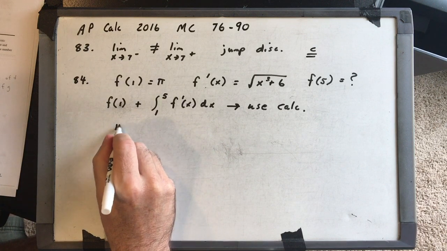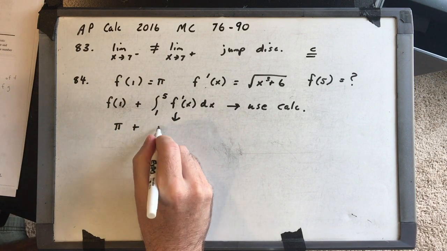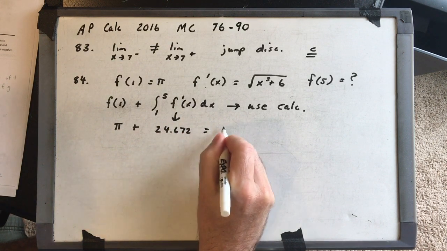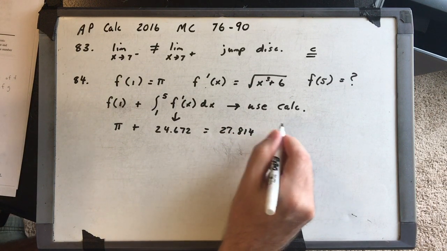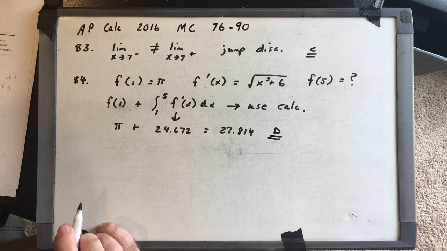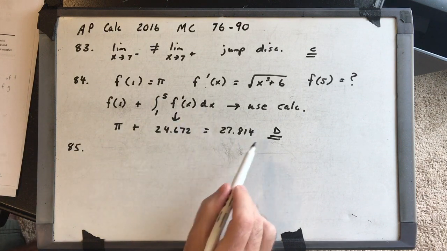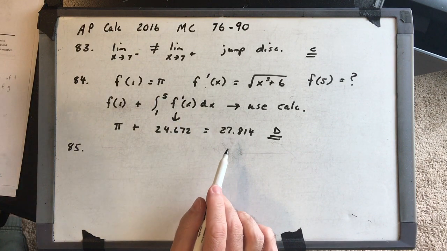So we know that f of 1 is pi. And then if you use your calculator, go ahead and give that a try. You're going to get 24.672. So that's 27.814, which is option D. All right, fundamental theorem of calculus. You could see what that is. That's in the realm of possibility for the 2020 test.